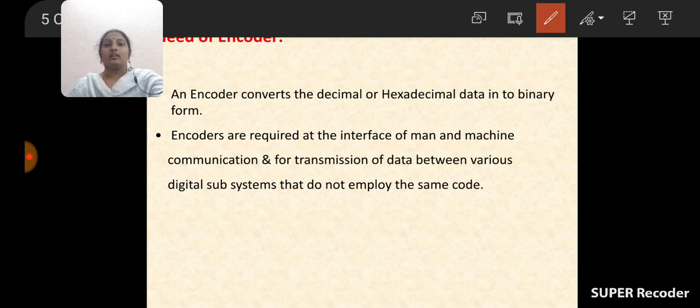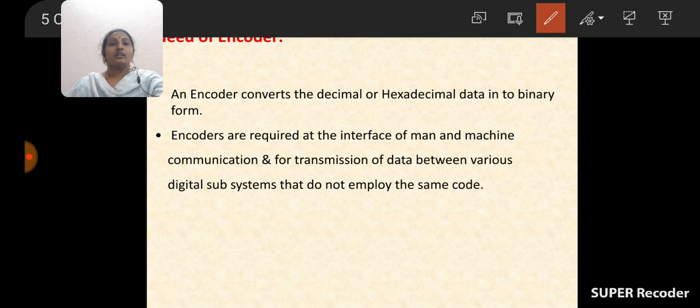The sender and receiver number systems are not the same. The sender will send either decimal or hexadecimal, and the receiver will receive only binary. So that is where we use an encoder. Simply, the encoder is a device which converts decimal or hexadecimal into binary form, because decimal and hexadecimal are understood by human beings, and binary is understood by the machine.